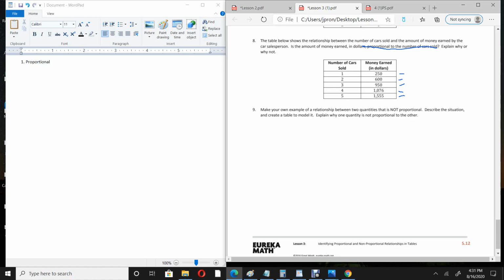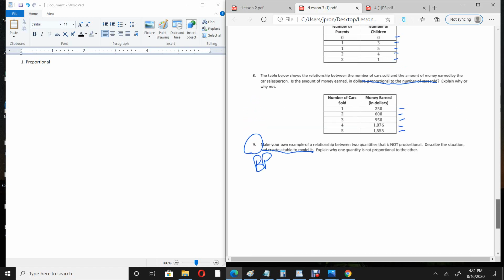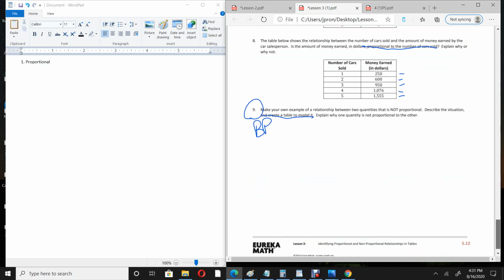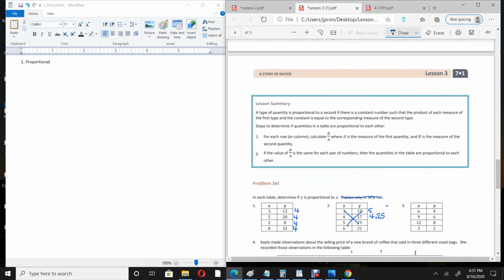Number 9, make your own example of a relationship between 2 quantities. And I'm going to make this one bonus points too. That's fun. And if you want to try to create a model within a Google Sheet, or if you're doing this on a piece of paper, you can totally do this for bonus points really easy. So not 6 and 9. I'll make sure to put that in the instructions for the Google Doc.